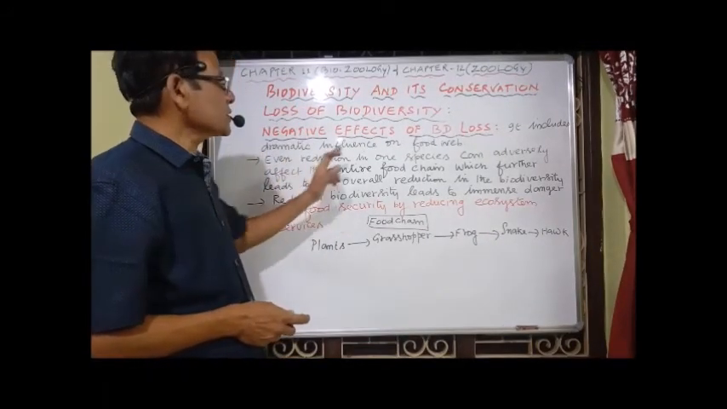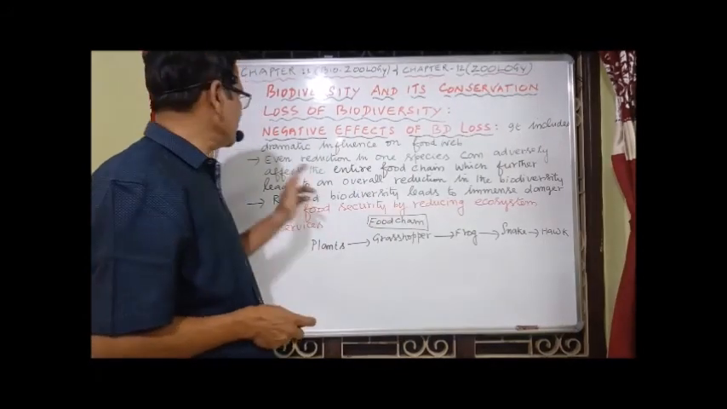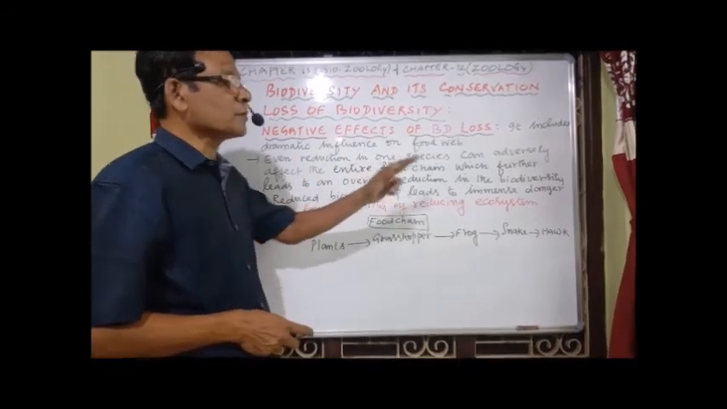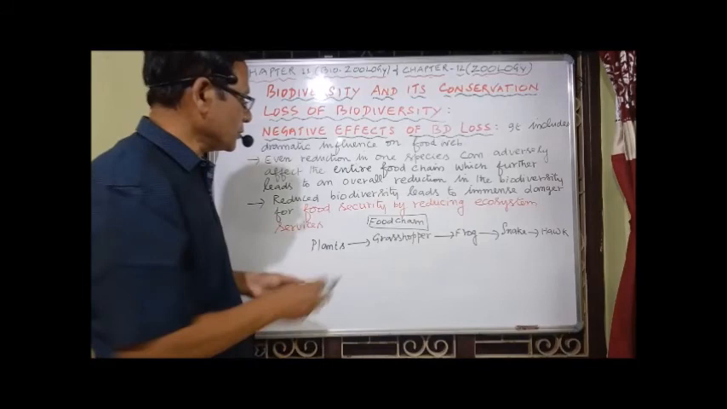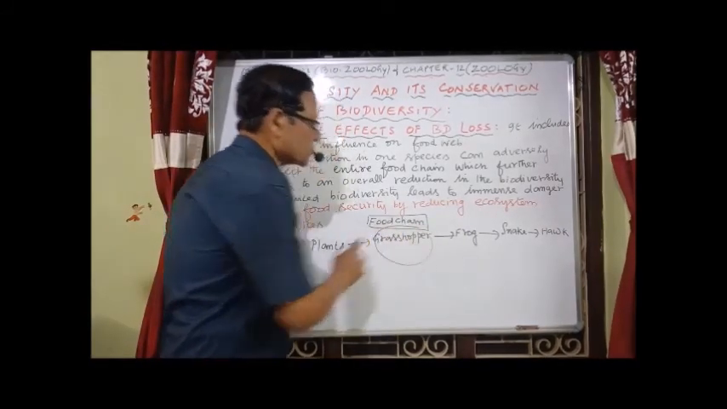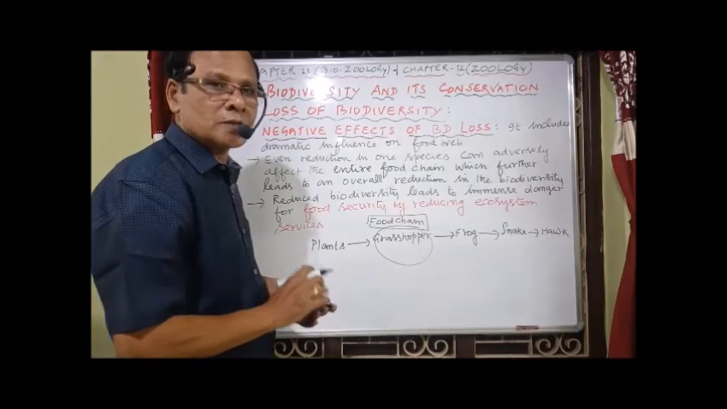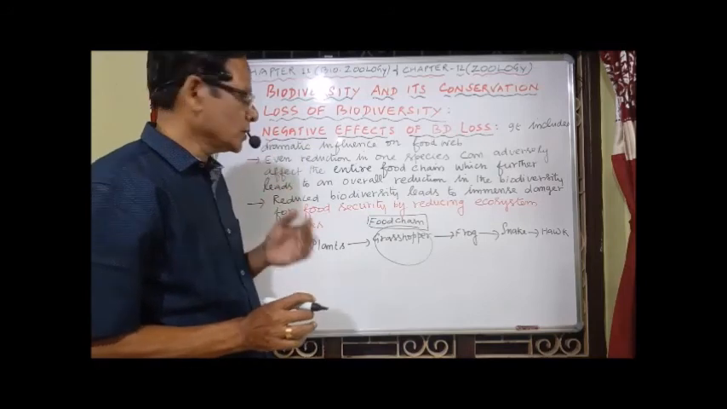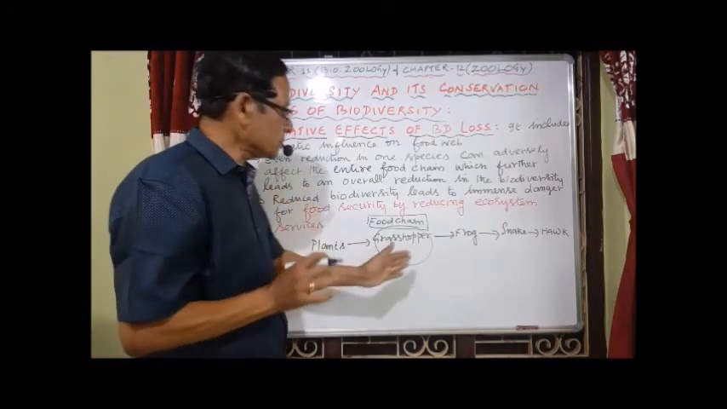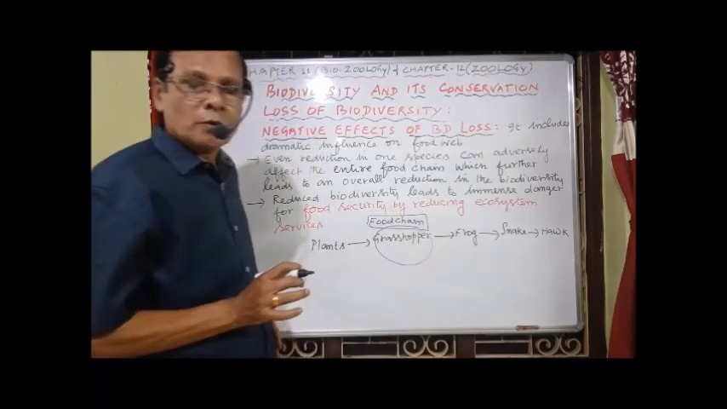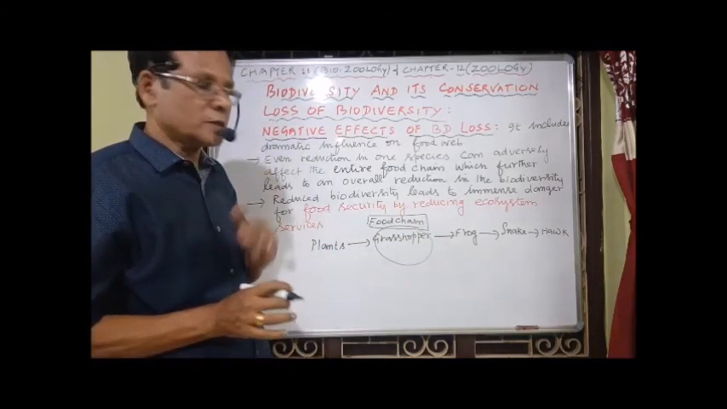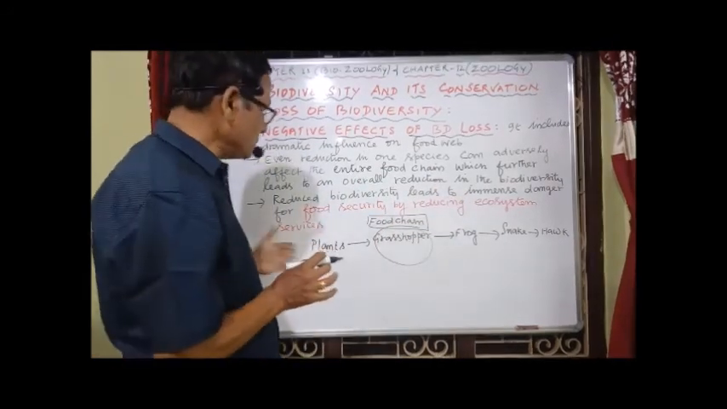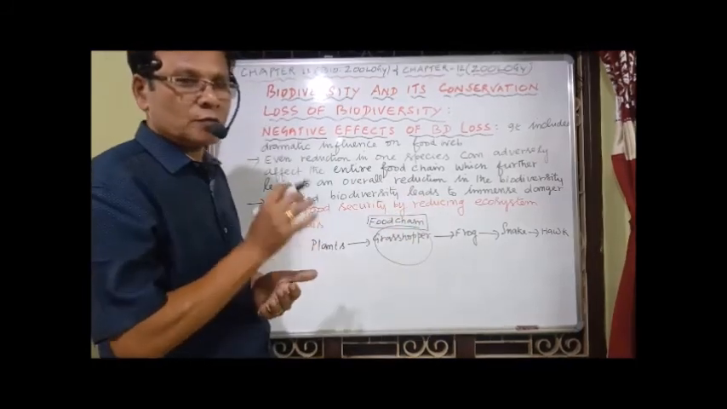Even the reduction of one species can adversely affect the entire food chain, which further leads to an overall reduction in biodiversity. Suppose the number of grasshoppers has been reduced, then what will happen ultimately? There is no food available for the frog. So once there is no food for the frog, the frog population declines, and that ultimately will affect the number of snakes. So the entire biodiversity in that food chain will be affected.